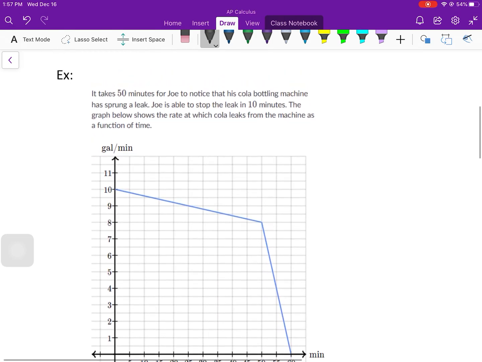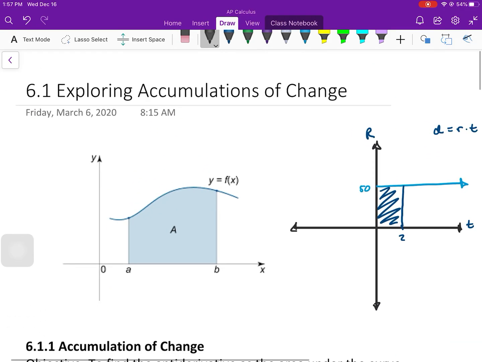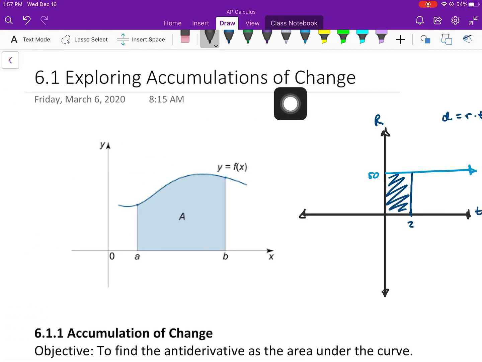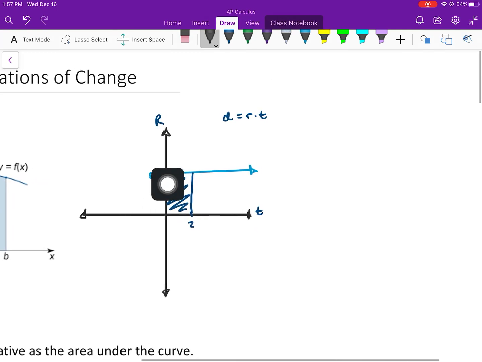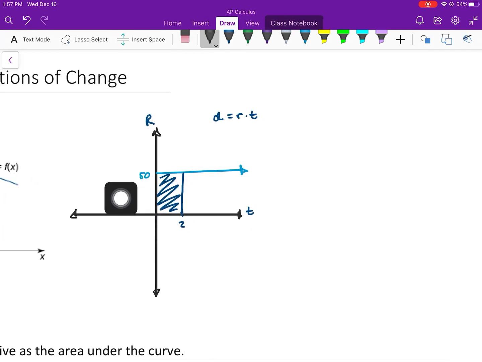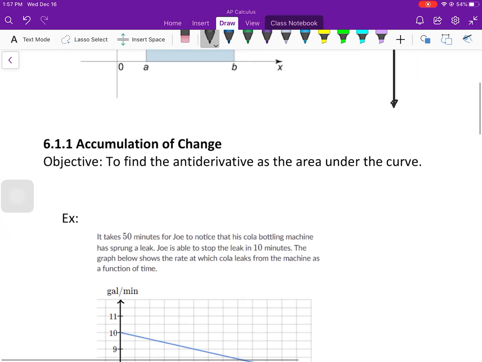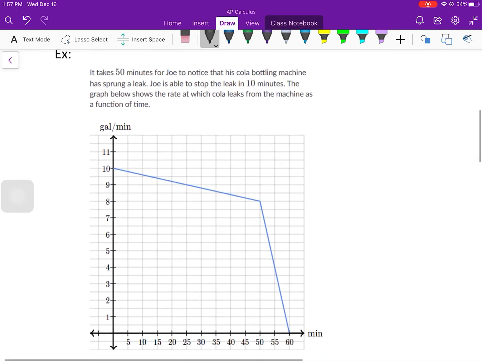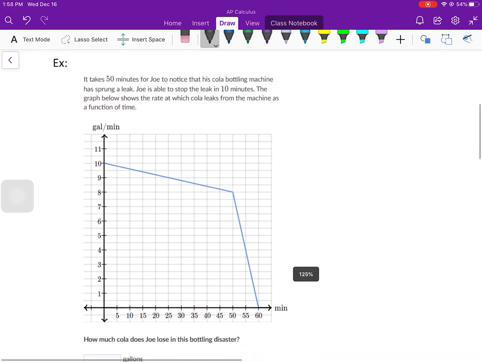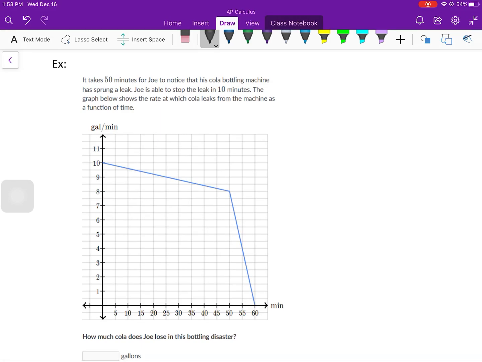Another name we also give it is displacement. That's going to be that change, that net change. And that's what this is about, exploring the accumulations of change. So that 100 miles actually represents your total change. That's 100 miles that you traveled, so you changed from your starting point. So we also call this the net change as well. And displacement is another name for it.